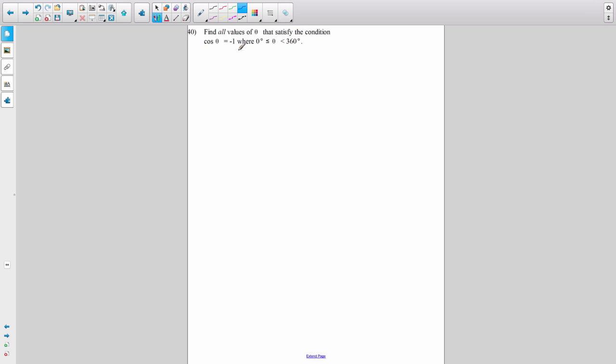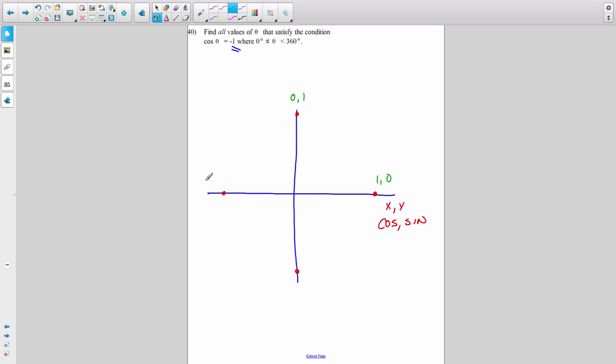Okay, where is cosine negative 1? So it's just like the last question I did with you, number 38. Let's graph and plot the coordinates on the quadrantal angles. This is x and y, which is cosine and sine. This one here is 1, 0, 0, 1, negative 1, 0, 0, negative 1. We're looking for cosine. That's the x coordinate, and we want it to be negative 1.